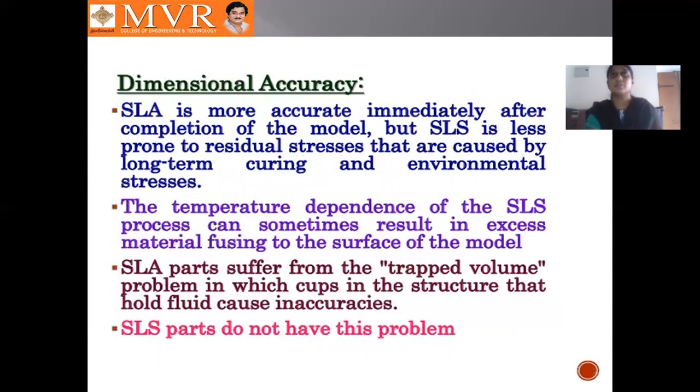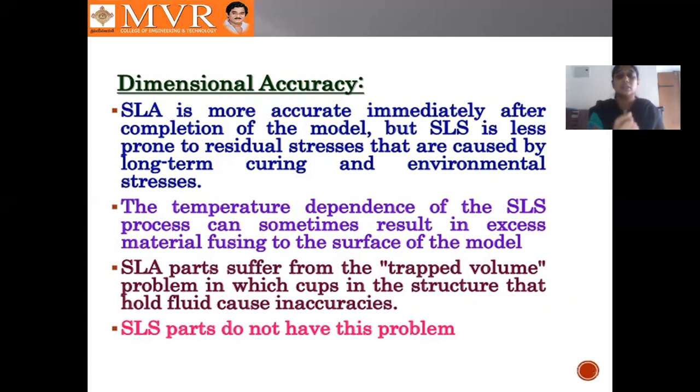Okay, next, dimensional accuracy. SLA is more accurate immediately after completion of the model, but SLS is less prone to residual stresses that are caused by long-term curing and environmental stresses. The temperature dependence of the SLS process can sometimes result in excess material fusing to the surface of the model. SLA parts suffer from the trapped volume problem, in which cups in the structure that hold fluid cause inaccuracies.